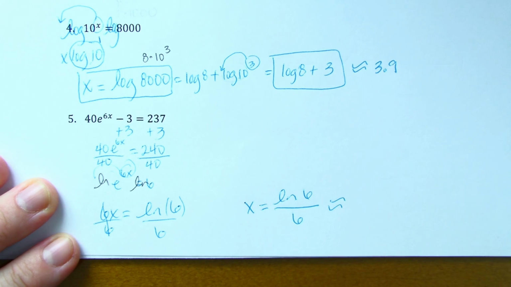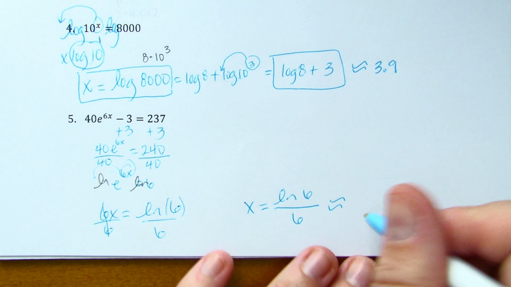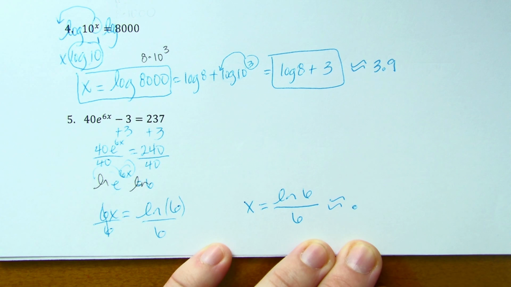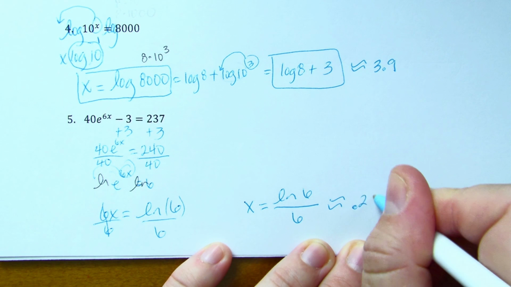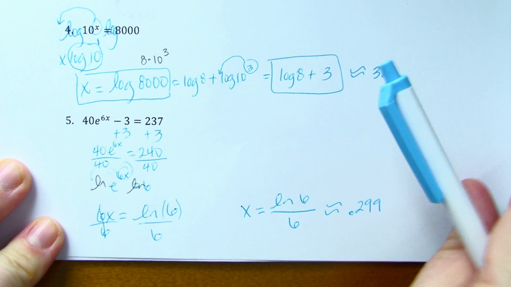And I can type that in my calculator. And we get 0.3. I'll round to a few more decimal places. That way you can see some rounded to different decimal places. Let's do 3 decimal places. That'll be 2.99. Okay. All right, let's keep moving on to more examples.